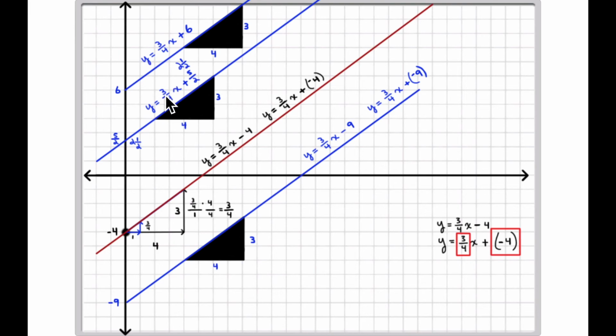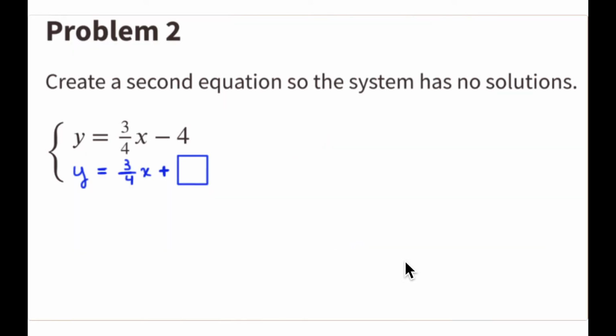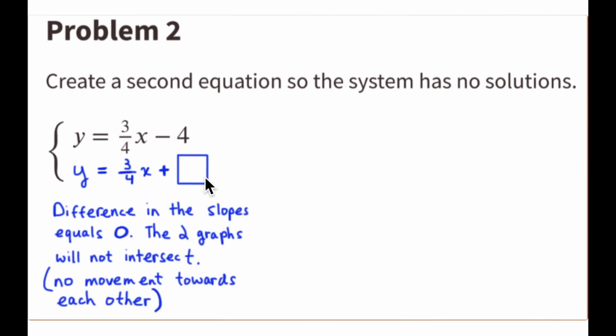The thing to note here is that the slope in every case is 3/4. So the second equation can be any equation that has a slope of 3/4, so it's 3/4 x. You can put any value in this square that you want, with the exception of -4. If you put -4 in that square, it'll be the same equation as the first equation, and that's where the system will have an infinite number of solutions. But you want 0 or no solutions, so it has to be different than -4.